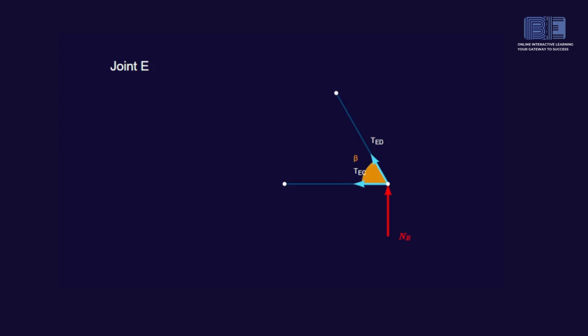At joint E, we analyze the equilibrium. Since all members are equal, the angle beta is 60 degrees. First, recall the trigonometric values for beta. Sine of beta equals 0.887 and cosine of beta equals 0.5. We begin with the direction that has only one unknown. In this case, the equilibrium in the vertical direction gives TED equals negative 231 newtons and TEC equals 115 newtons.